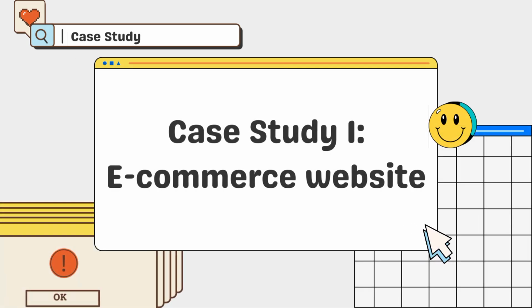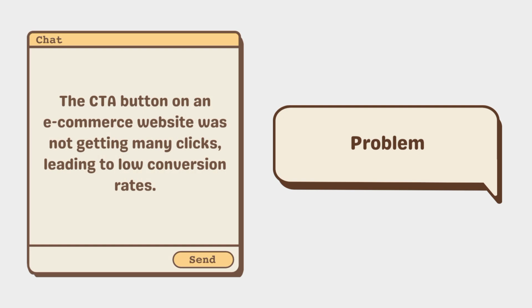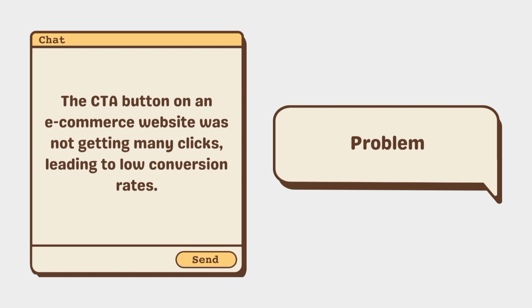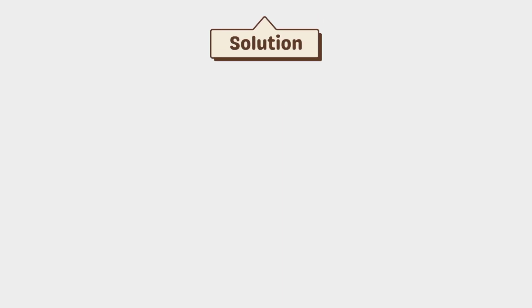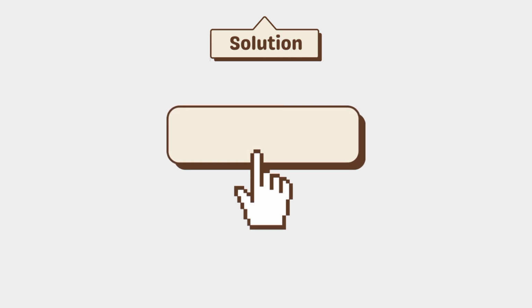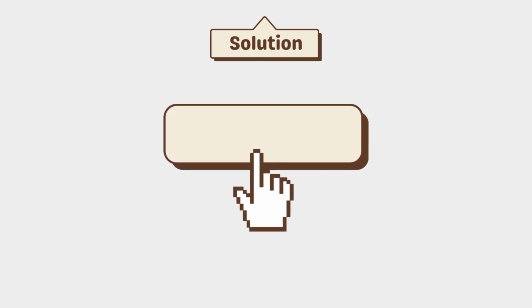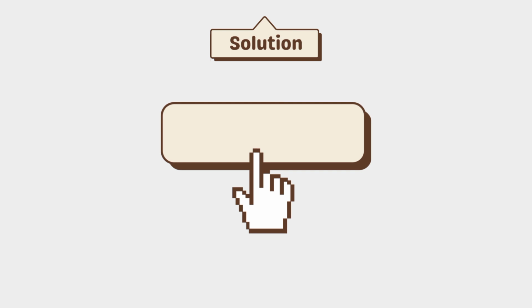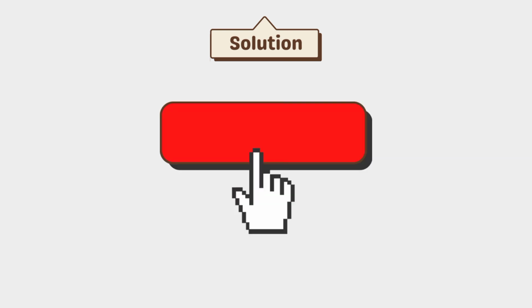The first case study is an e-commerce website. The problem is, the CTA button on an e-commerce website was not getting many clicks, leading to low conversion rates. And for this problem, the solution is the CTA button was redesigned to be larger and more prominent on the page, and the color was changed to red, which is known to be an attention-grabbing color. As a result, the conversion rate increased by 20%.